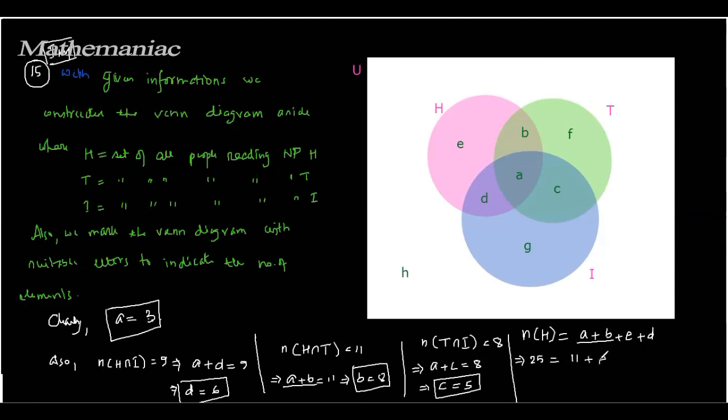And then value of E you have to find. D value is obtained, it is how much? It is 6. So now from here, can you find what is E? It will be 25 minus 17. That gives you 8. So very precisely, E equal to 8.